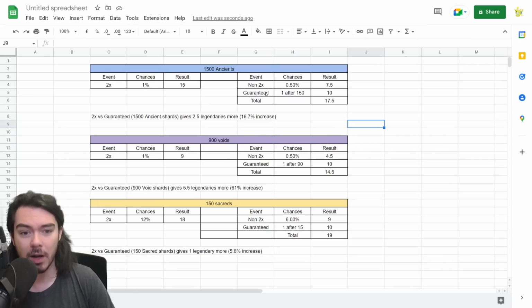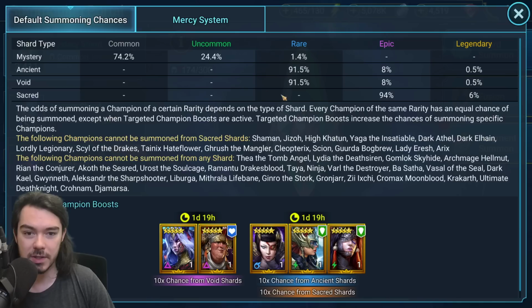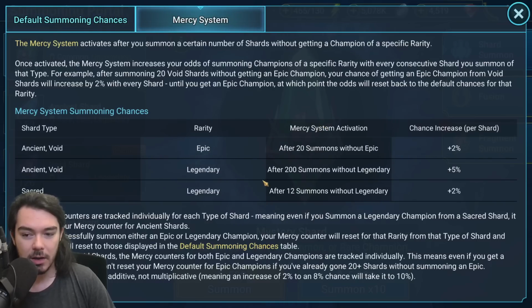Another sneaky positive thing about the guaranteed is this. There's a lot of bad luck protection built in, okay? This is particularly when it comes to the mercy timer. So you've got a mercy system. Let's look at ancients and voids first. They both work exactly the same. Again, they are functionally the same.